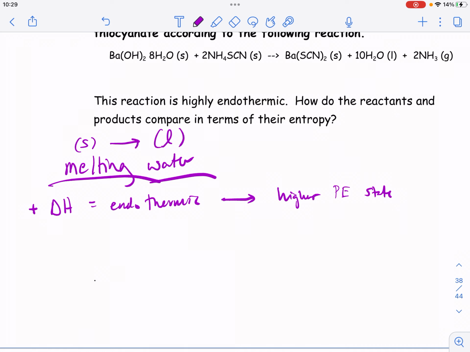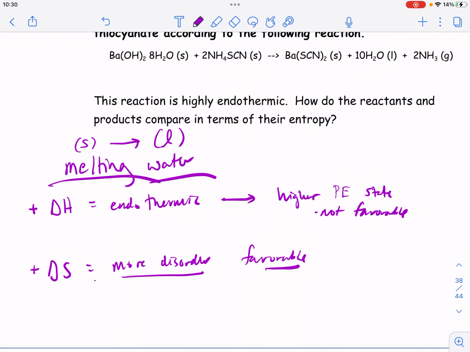Okay, but if we look at melting water from an entropy standpoint, we're going from solid to liquid, and solid is the most ordered of the states of matter, and liquid is less ordered because the particles now have freedom to move around. So in terms of the entropy, we would say this is a positive entropy change. We have more disorder in the products than we do in the reactants, or in the liquid than we do in the solid ice. So we've got more disorder, which is favorable. We've got a higher potential energy state, which is not favorable.